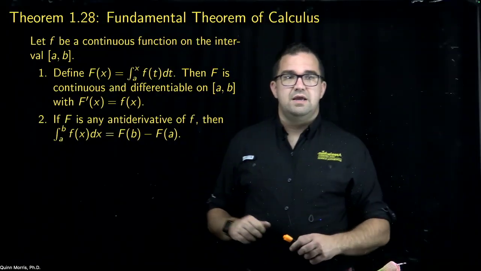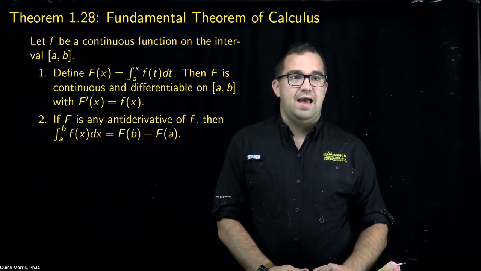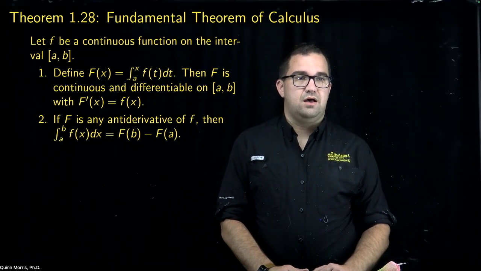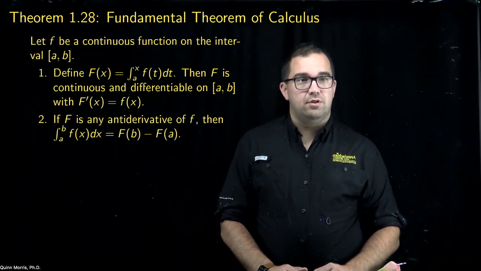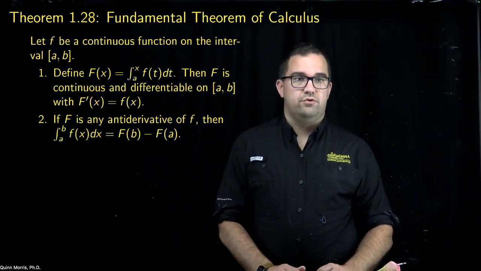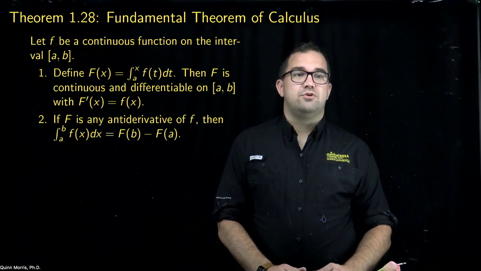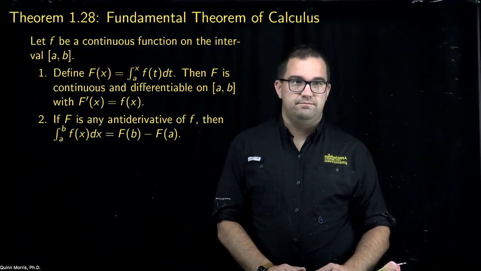So the first part says, if I define a function, capital F of x, as the integral from a to x of f of t dt, then that new function, capital F, is both continuous and differentiable on the closed interval ab, and the derivative of that function, capital F, is just the function little f.